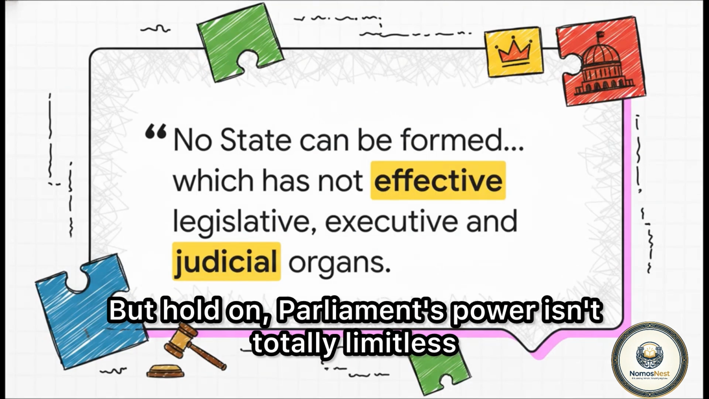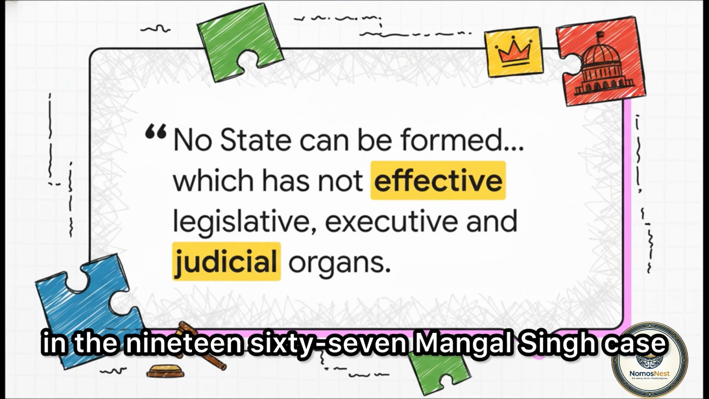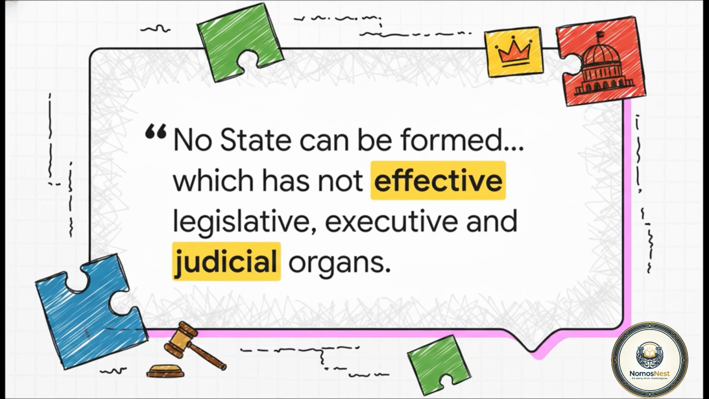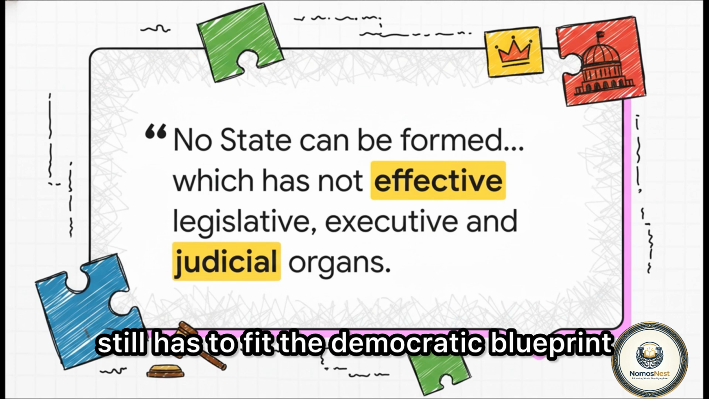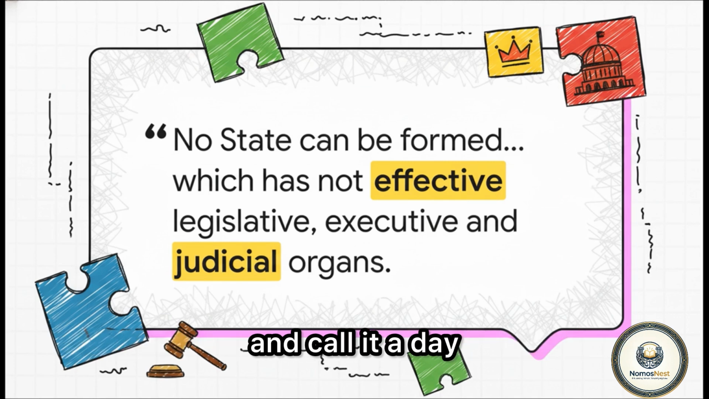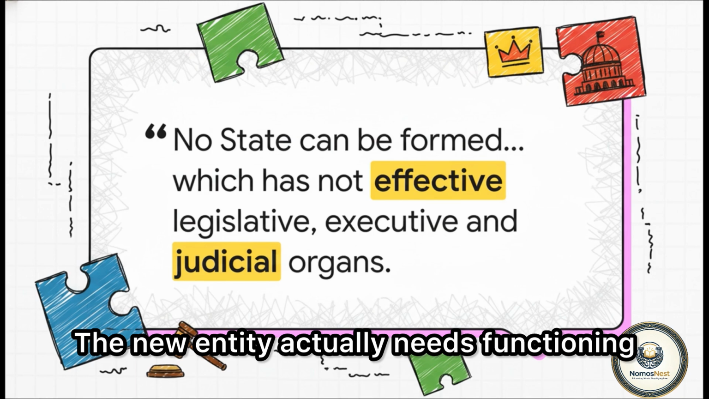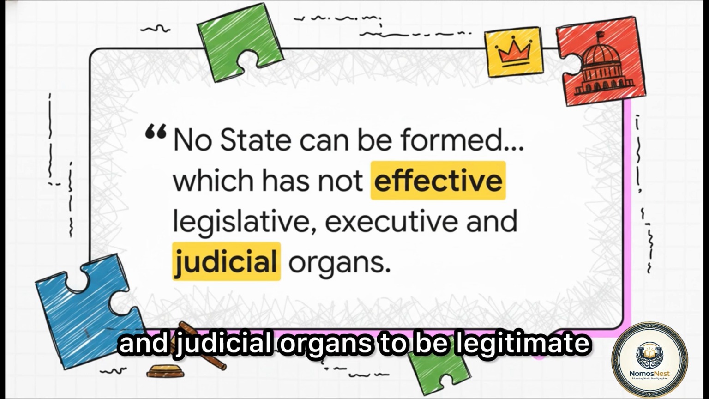But hold on. Parliament's power isn't totally limitless. As we saw during the Punjab reorganization in the 1967 Mangal Singh case, the Supreme Court drew a line. They clarified that any newly formed state still has to fit the democratic blueprint envisioned by the Constitution. You can't just randomly draw lines on a map and call it a day. The new entity actually needs functioning, effective legislative, executive, and judicial organs to be legitimate.